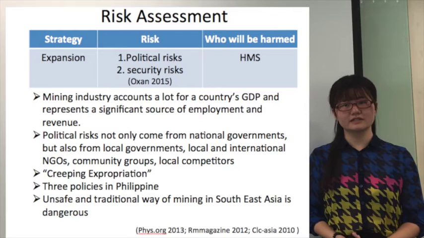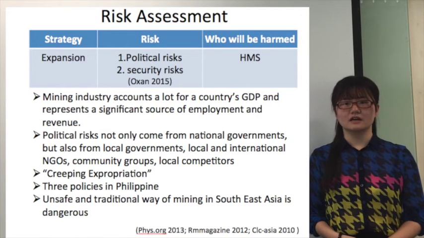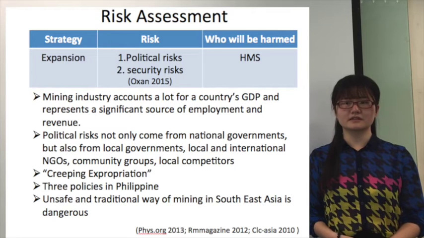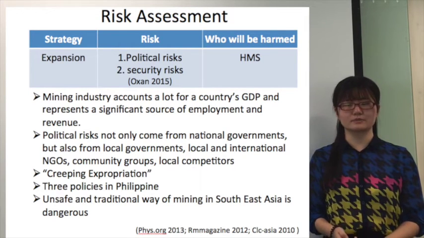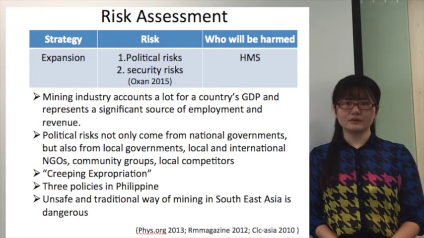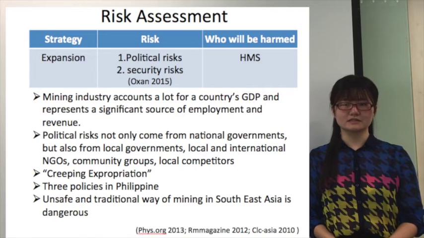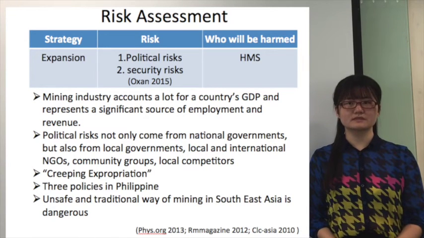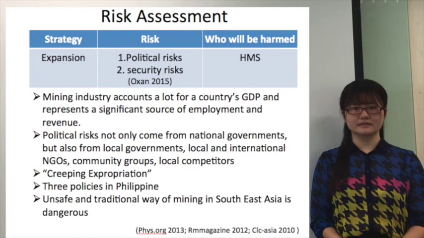Evidently, the host country government will seek to renegotiate with the company about the concession agreements, ranging from a simple review to an outright expropriation. Apart from political risk from the national government, the local governments, community groups, and local competitors are also sources of political risk.